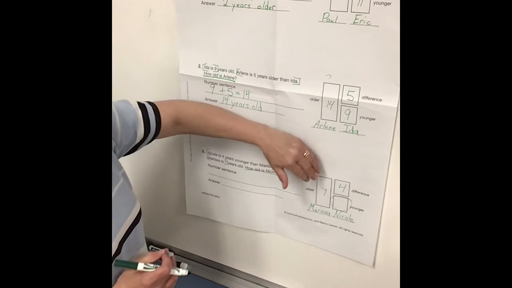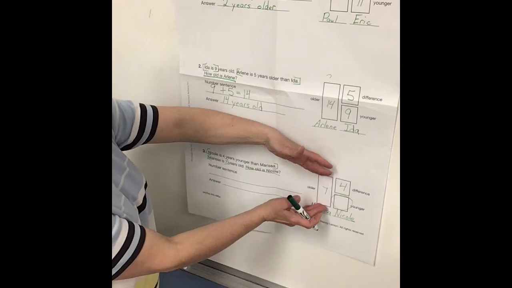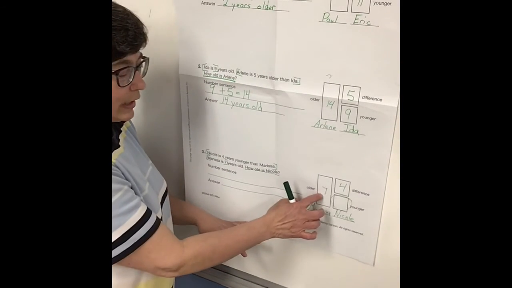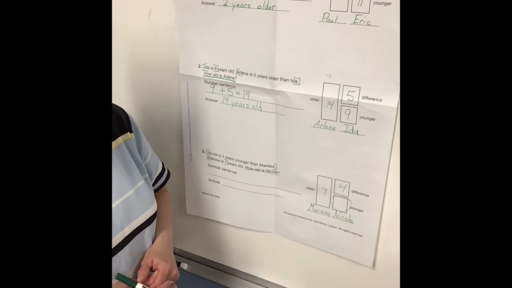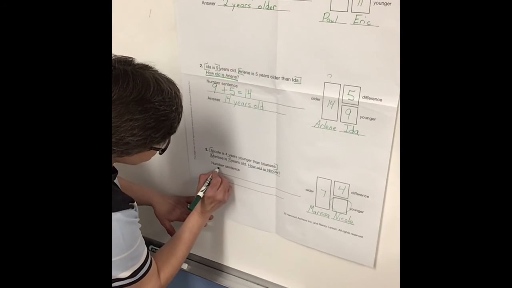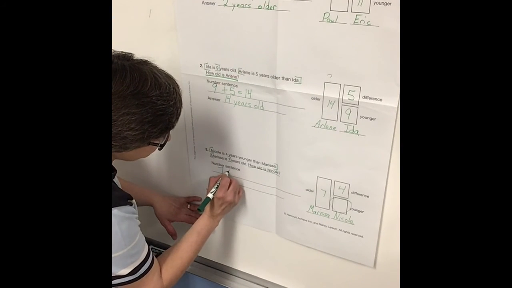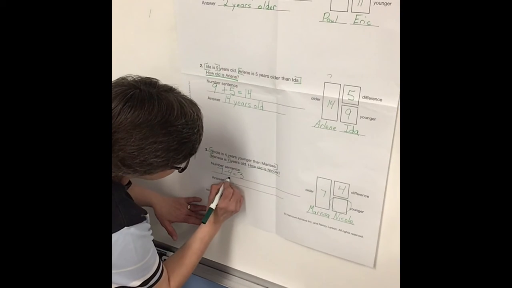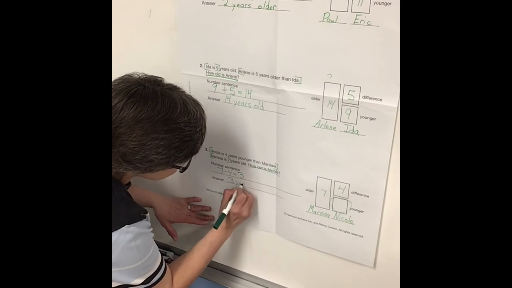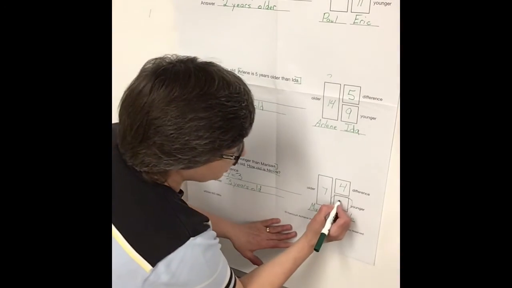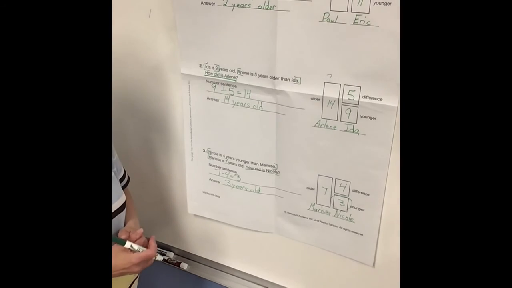Okay, the total is 7. The bigger rectangle is 7. These two rectangles need to equal that rectangle. So we would make a subtraction problem, right? Okay, so 7 minus 4 equals, how old is Nicole? Right, she is 3 years old. Okay, so then Nicole would be 3, we would put there.